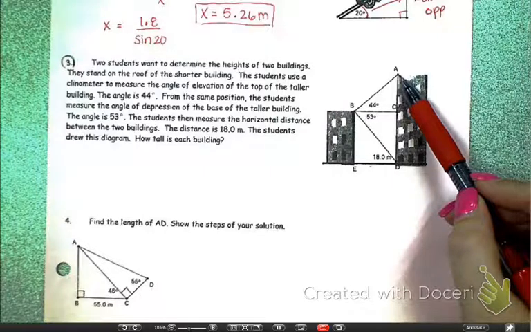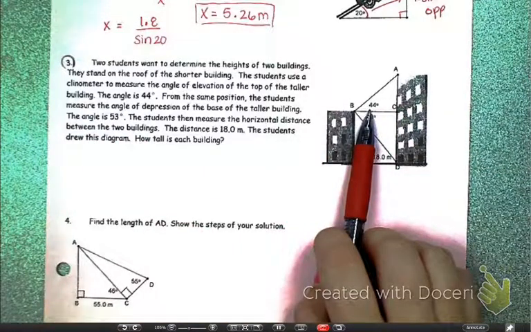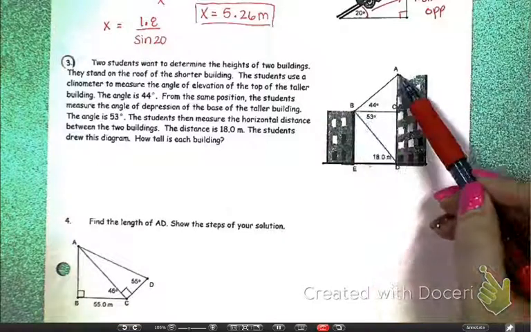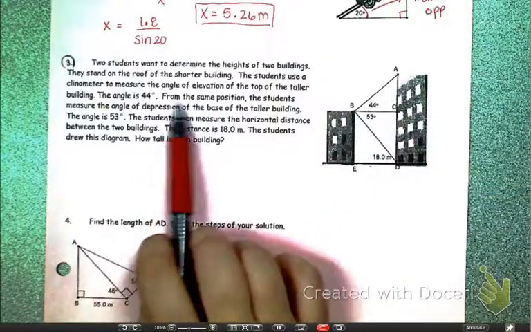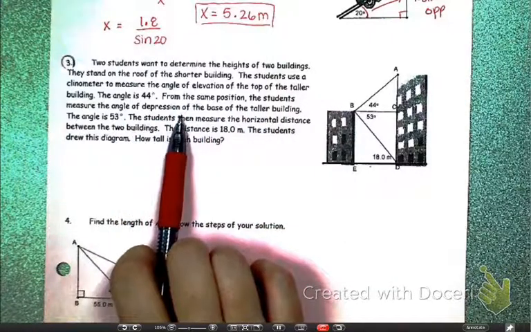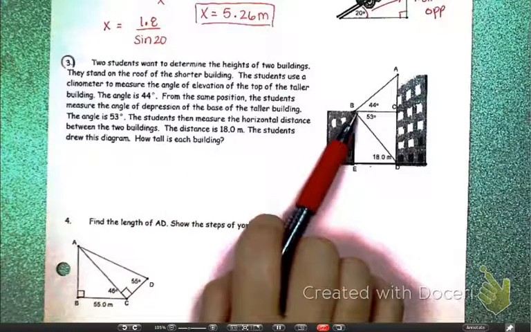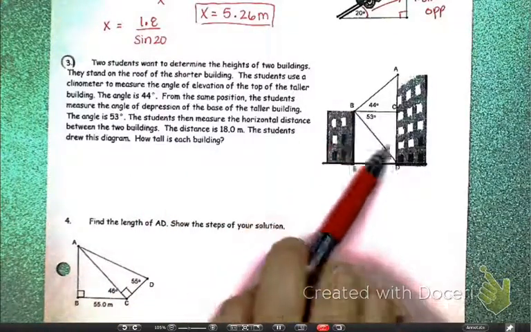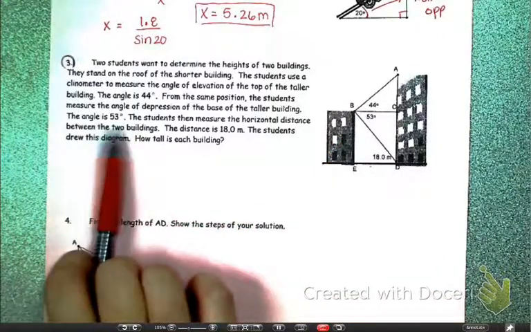Where I stopped reading. Where am I at? Top. Okay. The angle is 44 degrees, so it's already in there for you. So they're standing here looking at the top of this building, and that angle is 44 degrees. From the same position, the students measure the angle of depression. Okay, angle of depression is just you looking down. So they're looking down at an angle of 53 degrees.